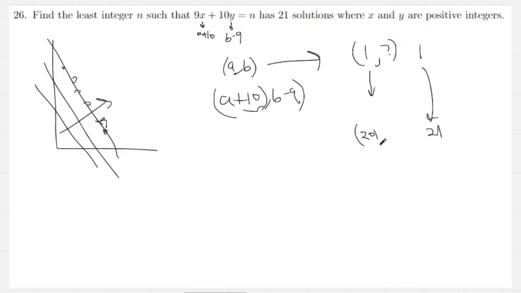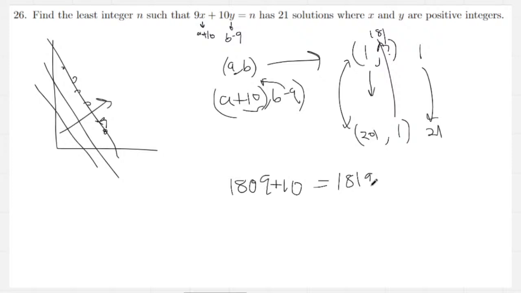Okay, so let's just set b to be 1 here, right? Because it's not too important what b is, and we want to minimize n. And so if we go backwards, 20 solutions, well, that's increasing b by 9 20 times. So this is 181. And so we now have 2 points on this line, and it doesn't really matter which one we plug in. We just plug in whichever one. We have 1809 plus 10. So our final answer is 1819.